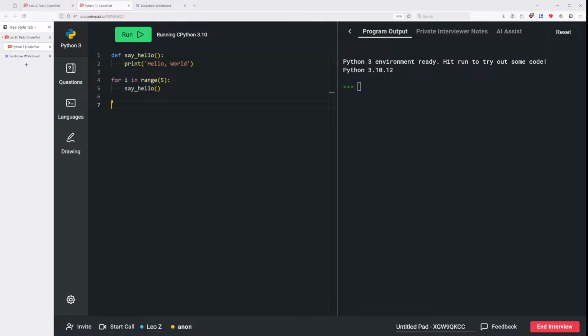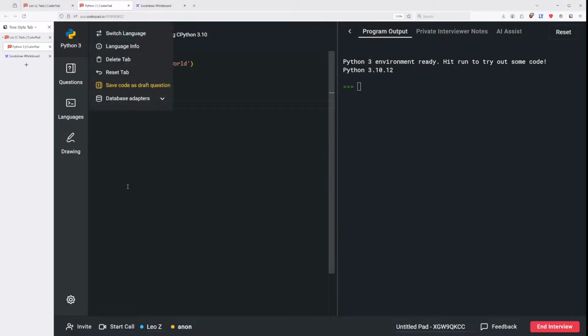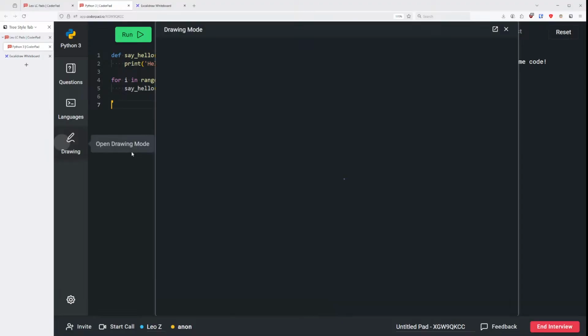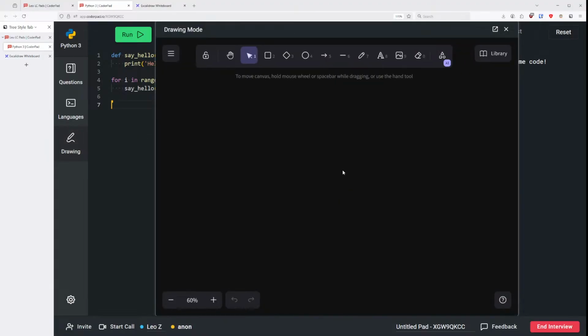Okay, cool. So we're in the CoderPad. We'll just do some comments now, so we won't be writing any code for the time being. By the way, there's also a drawing mode. We can go to drawing mode if you prefer that as well.